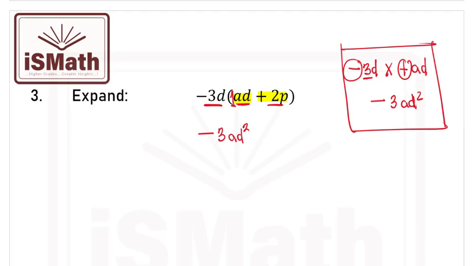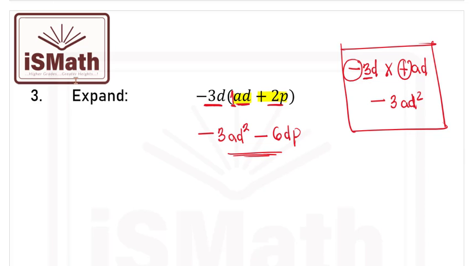It's good practice to always write alphabetically. We can actually write this in any order, but it's good practice to write alphabetically. So we have minus 3d times plus 2p now. Minus 3d times plus 2p, we're going to get minus 6dp. And this is supposed to be the answer.